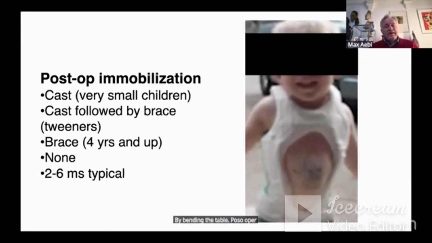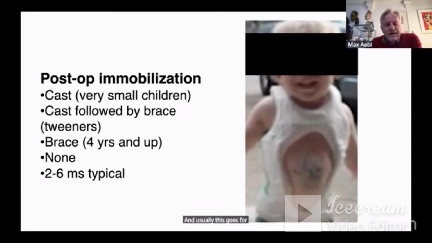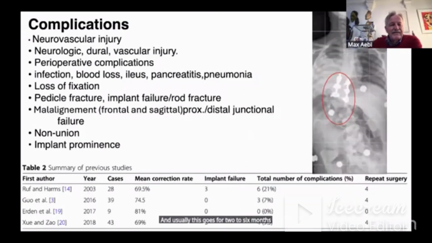Postoperatively, in most of the very small children, at least we do a cast, just to prevent any secondary problem, because they're moving uncontrolled. Or in the older children, you can use a brace, and usually this goes for 2 to 6 months, and then you can liberate these children.